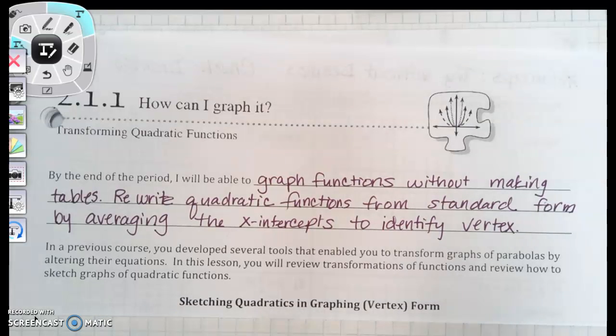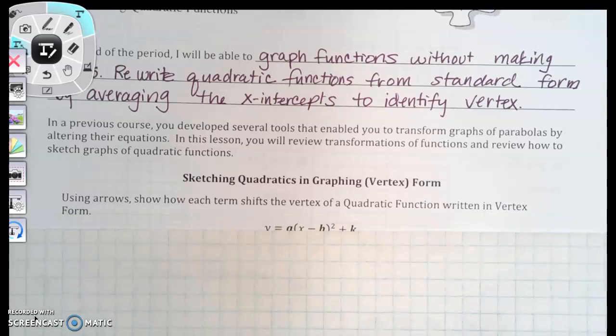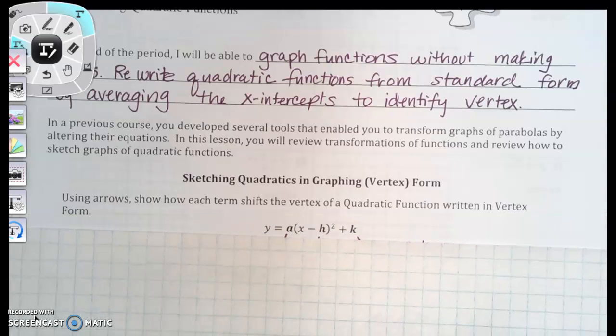Okay, so if we're sketching quadratics in what we call graphing or vertex form, it's going to be easy enough just to look at the way the equation's written and see if we can graph it just by looking at the form. You can always go back later and check yourself on Desmos if you have time, but you should be able to, just by looking at the form, find the vertex, determine if it opens up or down, and see what the stretch or the compression is.